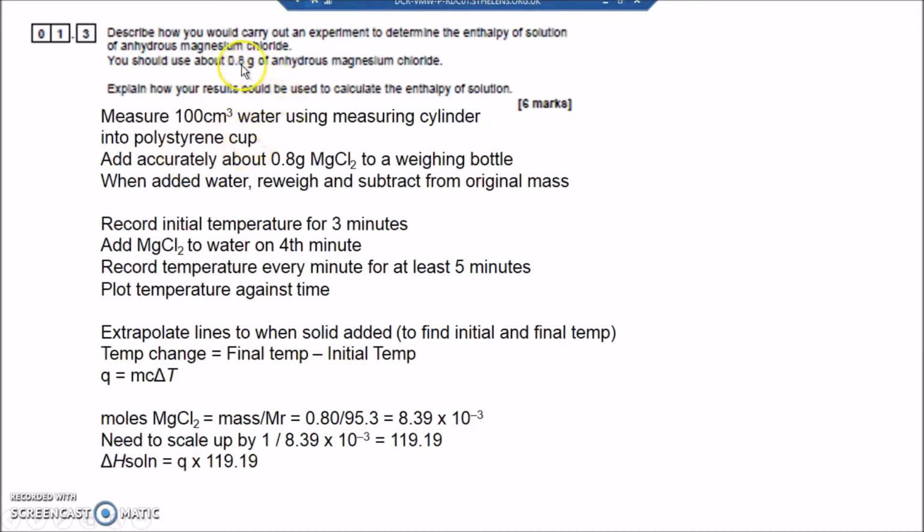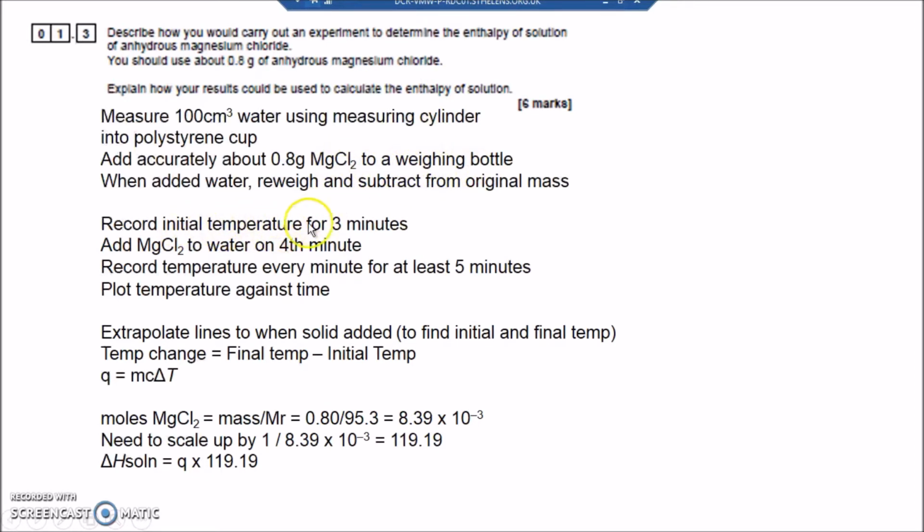And then I'm going to measure out my 0.8 grams of anhydrous magnesium chloride. There'll be a mark for saying you weigh it out into a weighing bottle, and then you reweigh the container and subtract the two, so you can work out how much has actually been put in. Because you might find, let's say, that only 0.7 grams is actually put in, and 0.1 gram remains in the weighing bottle. So you weigh it out, then you add it in, and then you reweigh the weighing bottle, and by subtraction you can work out how much you've actually added.